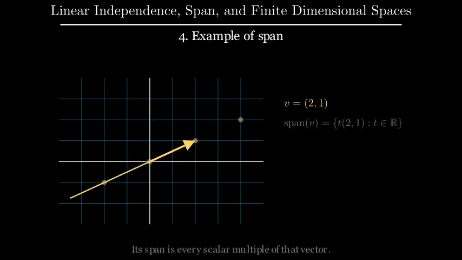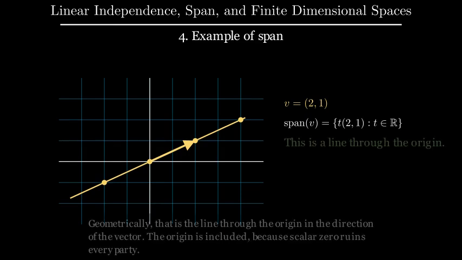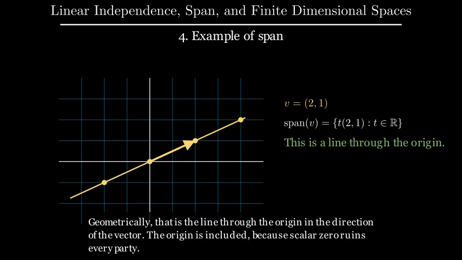For a simple example, take one vector, (2, 1), in R2. Its span is every scalar multiple of that vector. Geometrically, that is the line through the origin in the direction of the vector. The origin is included, because scalar 0 ruins every party.